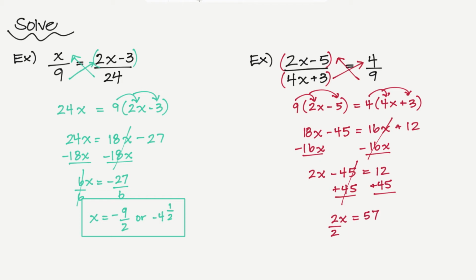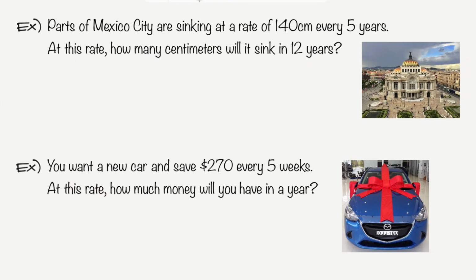Final step, we will divide both sides by 2. And so x is equal to 28 1/2. And that's my final answer. All right, let's go ahead and look at some real life problems. Parts of Mexico City are sinking at a rate of 140 centimeters every 5 years. That's crazy. At this rate, how many centimeters will it sink in 12 years?